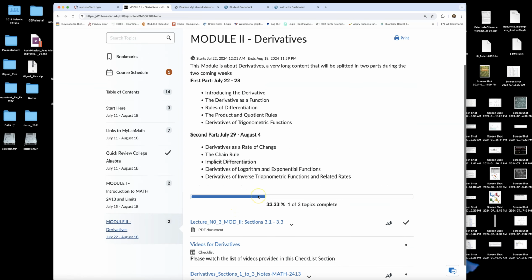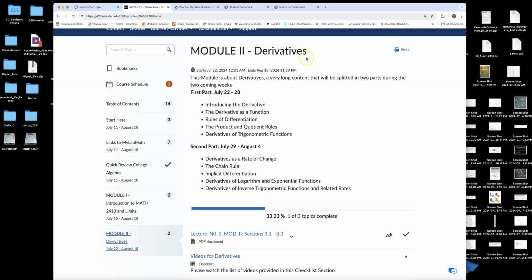This second module is about derivatives. This module is very long. Actually, we're gonna spend this week and next week working with this module. For the first part of the module, we are going to introduce the concept of derivatives. That's what you're gonna see during these coming days.